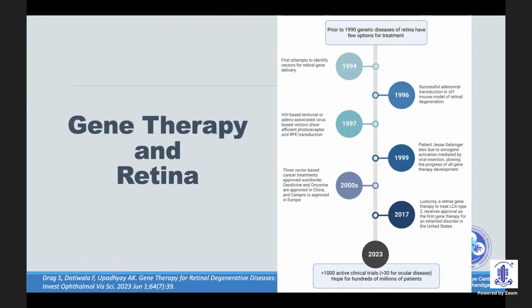But then again in the 2000s, the research began again, and the turning point came for retinal gene therapy in 2017, when Luxturna, as we all know, voretigene neparvovec, for RPE65 biallelic mutation got approval from the US FDA and subsequently other agencies. And now currently there are more than 1,000 active clinical trials for gene therapy, out of which more than 30 are for ocular diseases, the retinal diseases in particular.